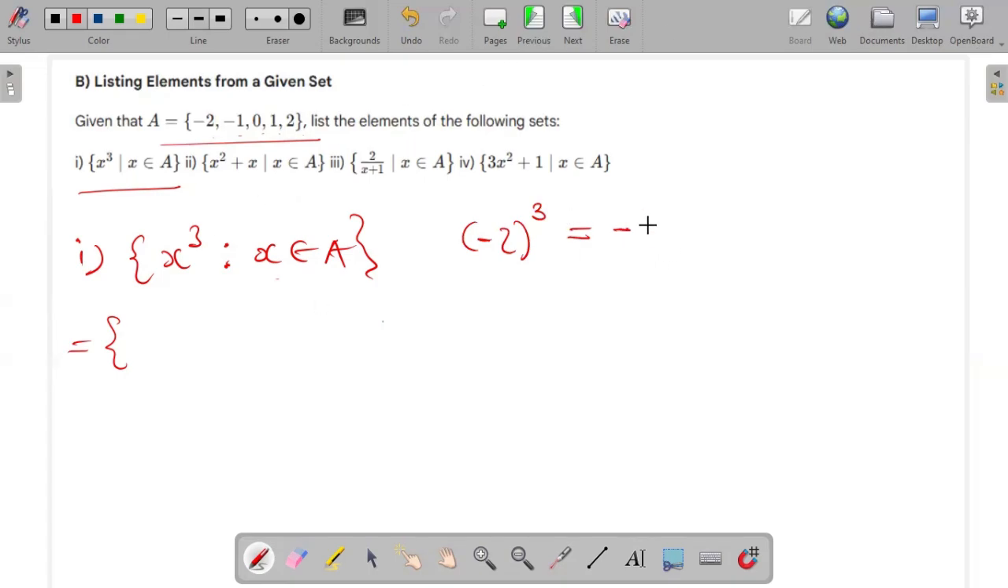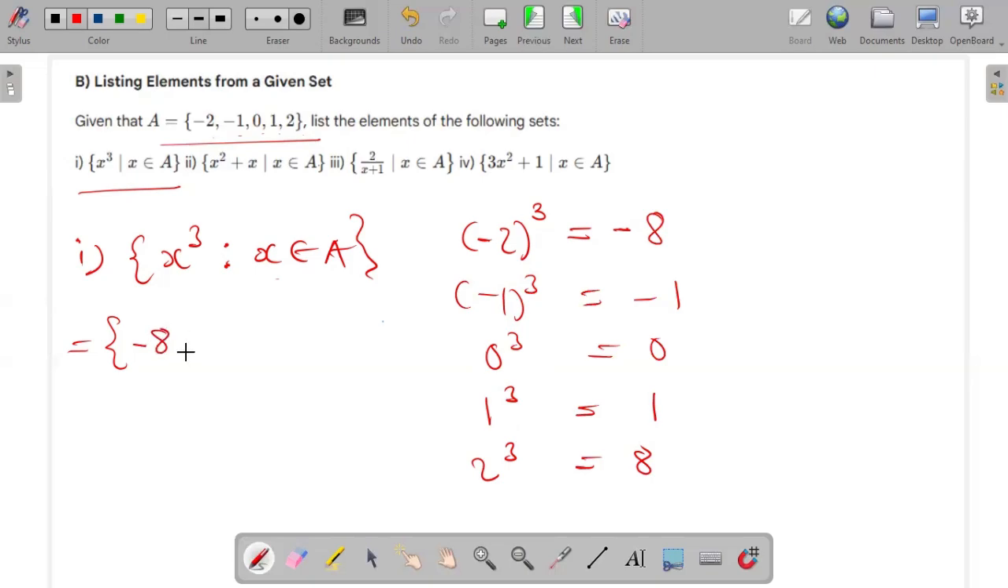So this is -8. The next one is -1 to the power 3, which is just -1. 0 to the power 3 is just 0. We are getting these from the set A, so don't be confused. 1 to the power 3 will be 1. Then 2 to the power 3 is 8. So the set I'm going to write out is -8, being the lowest value I have, then -1, 0, 1, and 8. And I have listed it out just like that.